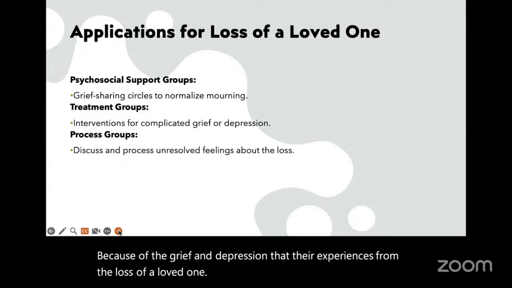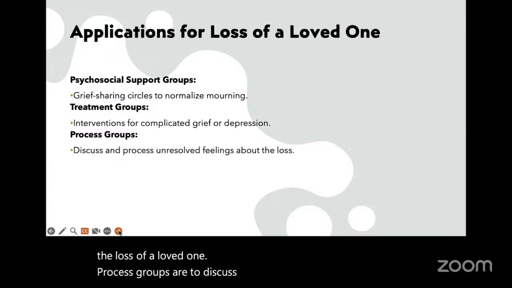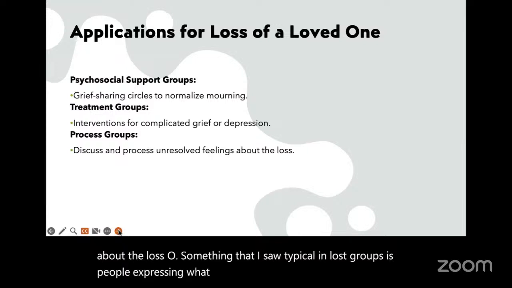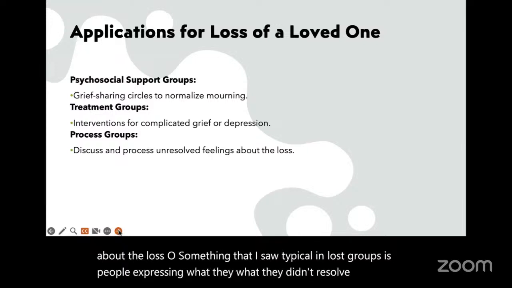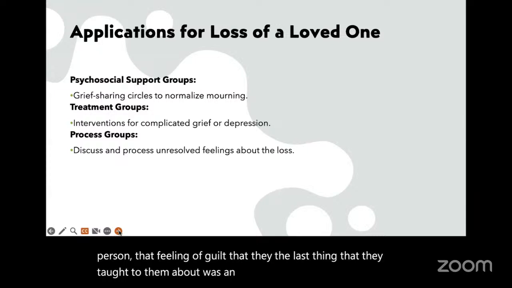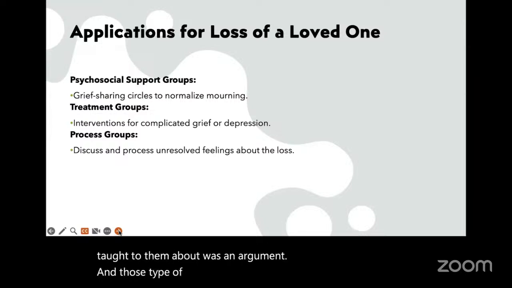Process groups are to discuss and process unresolved feelings about the loss. So, something that I saw typical in loss groups is people expressing what they didn't resolve with that person. That feeling of guilt that the last thing that they talked to them about was an argument, and those type of unresolved issues. Okay.